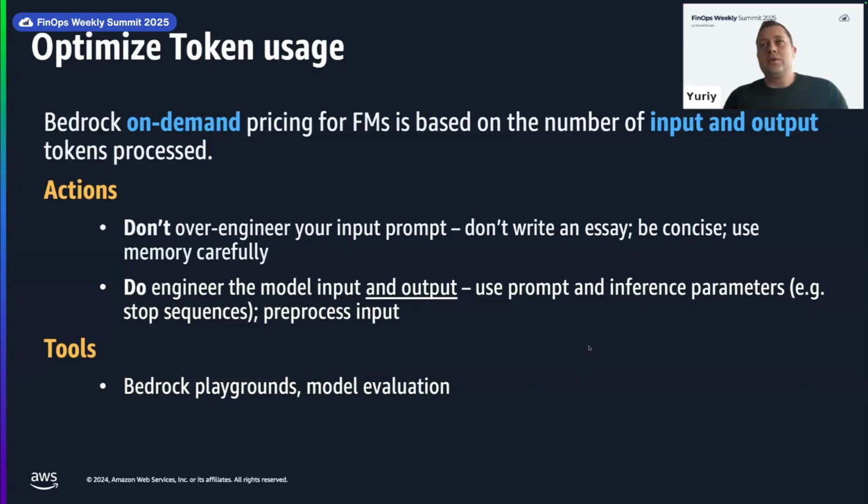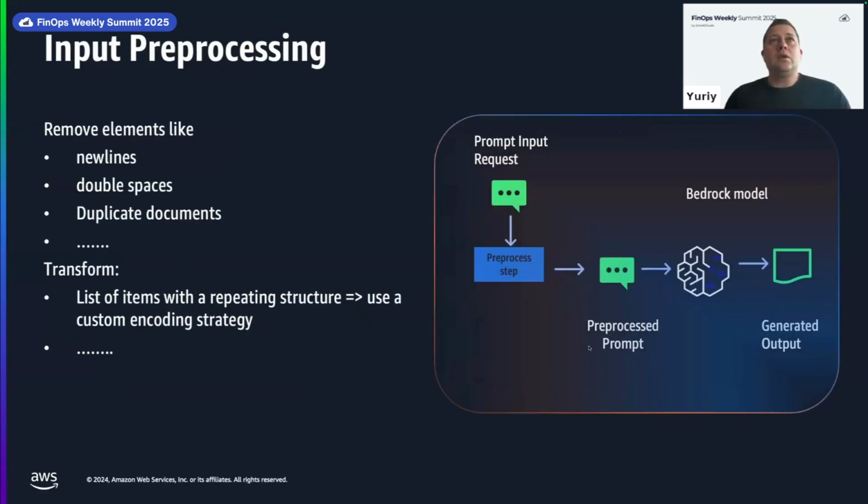First of all, make sure that your prompts are not essays, but are very concise, with as little text as possible. From the other side, engineer the model input and output. You can provide in the prompt how you would like to see your output, and limit your output details. Sometimes models could be chatty, so provide some constraints on how you would like to see outputs. You can use input pre-processing. So for example, when your users send a prompt, you can actually pre-process this prompt.